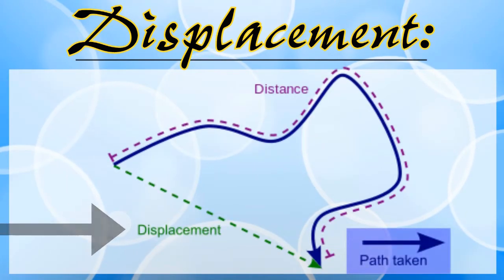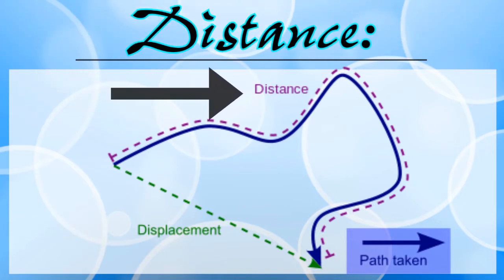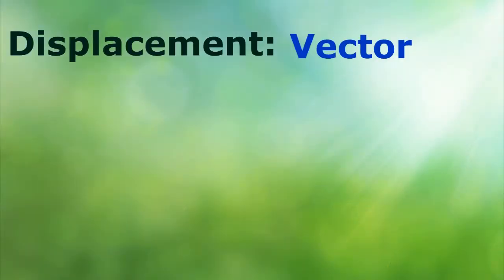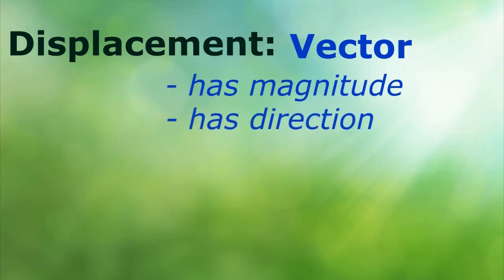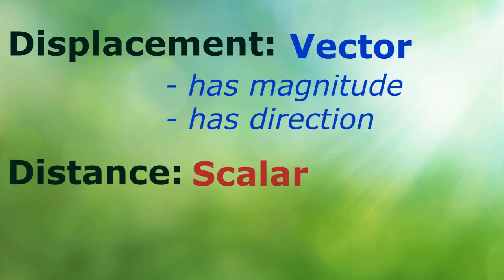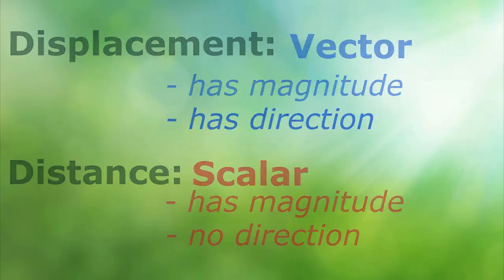It might seem the same as distance at first glance, but distance tells you how far you've traveled in total, while displacement just tells you how far away you are from your starting point. Also, displacement is a vector quantity, which means it has a magnitude, an amount, and also a direction. On the other hand, distance is a scalar quantity, which means it just has magnitude but no direction.